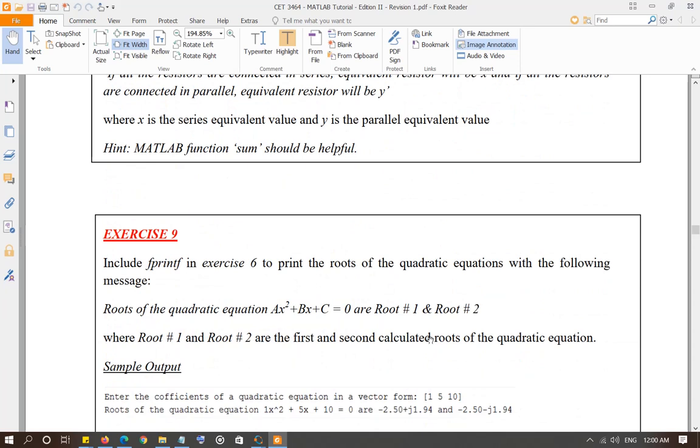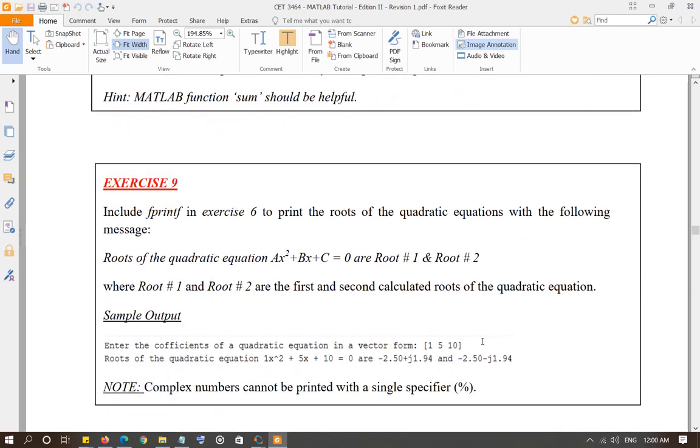Exercise 9 is the last exercise for the homework next week. And exercise 9 basically is the same exercise in which you are calculating the roots of the quadratic equation, as you did earlier in one of the exercises. The only difference over here is you have to give the output in this form. So basically you're asking the user to enter the coefficients of the quadratic equation as a vector, and then when you calculate, your answer should be the roots of the quadratic equation. You're going to write down the quadratic equation.